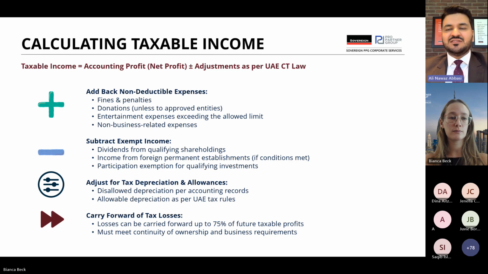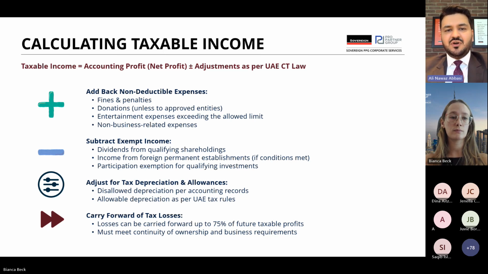Then we adjust the tax depreciation and accounting depreciation. And finally, we take into account any brought forward tax losses from previous year. Here, it is important to note that since this is the first tax year for most companies, any losses made prior to the start of your first tax year are not allowed to be deducted, since those are only accounting losses and not tax losses.